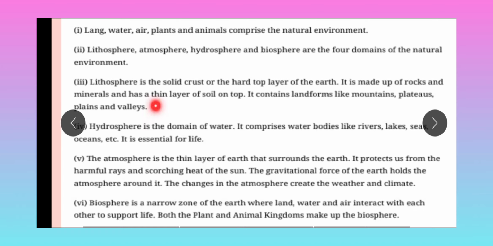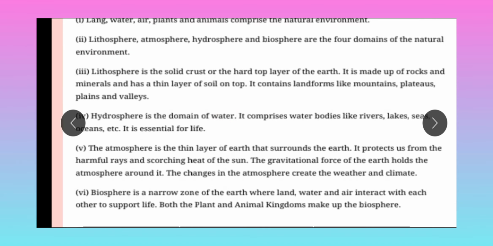In that, lithosphere is a solid crust or the hard top layer of the earth, the layer on which we are living, that is crust. So that is lithosphere. It is made up of rocks and minerals and has a thin layer of soil on top. It contains landforms like mountains, plateaus, plains and valleys. So the one on which we are living is lithosphere.